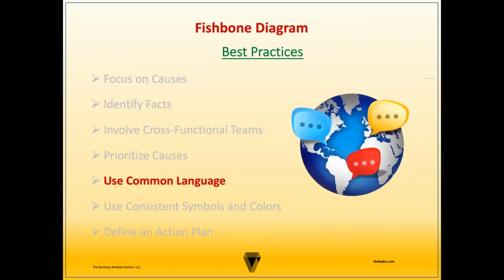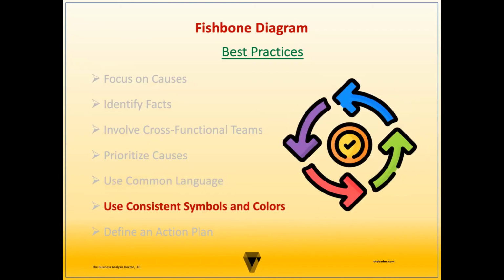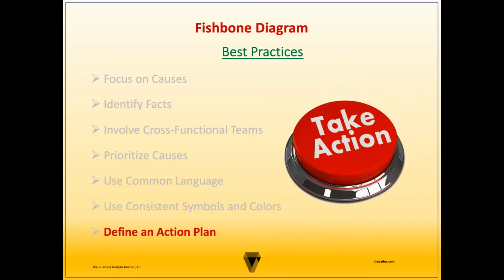Use common language. Write the fishbone diagram labels and items in clear and concise language. Avoid jargon or overly technical terms to ensure that the diagram is easily understood by the entire group. Consistent symbols and colors should be used to represent specific elements of the fishbone diagram. This helps in creating an intuitive and easy to understand diagram. And finally, define an action plan for the root cause analysis. A fishbone diagram is useless without a comprehensive action plan to address the problem. Be sure to assign responsibilities and timelines to ensure implementation and follow-up.